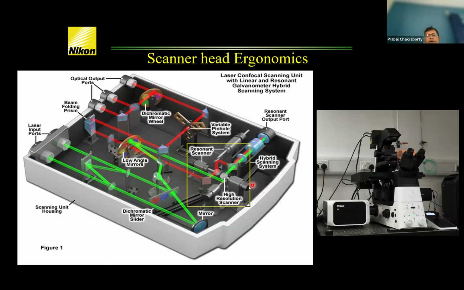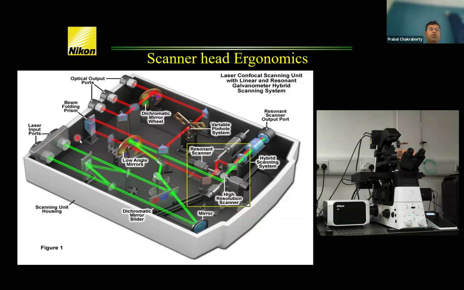You can see there are two types of scanning mirrors here. One is called high resolution scanning, which uses slow-moving scanning mirrors that give you very precise scanning and very good image quality. The other is called a resonance scanner, which moves very fast. It is designed to capture fast cellular dynamics, which are difficult to capture with slow scanning mirrors. So this is the scanning mirror position.